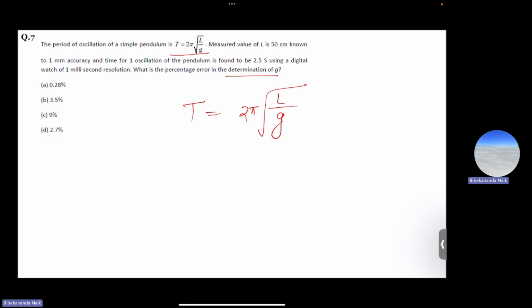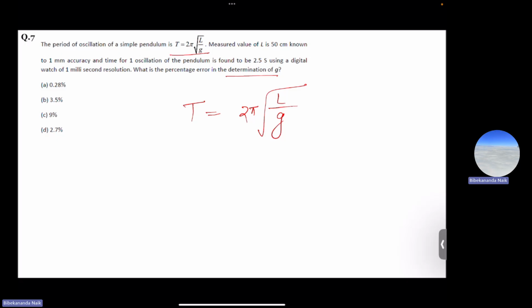So in general, what we do in the experiment, the experiment name is to find out the value of g by using a simple pendulum. So when you measure the time and measure the length, then by putting the values, you can get the value of g. But here there are some errors in the measurements. So here it is given.